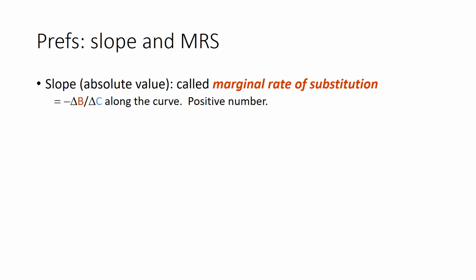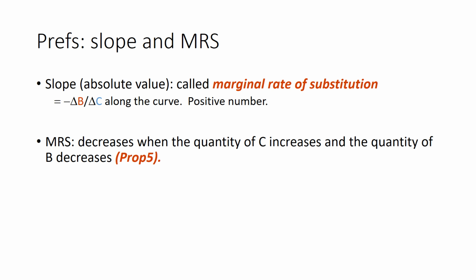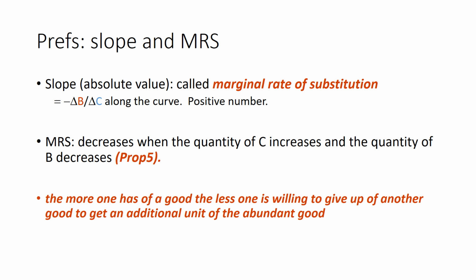When I write change in B divided by change in C, what that actually means is how much the consumer is willing to give up in terms of B in order to get an extra unit of C. The fifth property is that the marginal rate of substitution decreases when the quantity of C increases and the quantity of B decreases. Said differently, the more one has of a good, the less one is willing to give up of another good to get an additional unit of the abundant good.